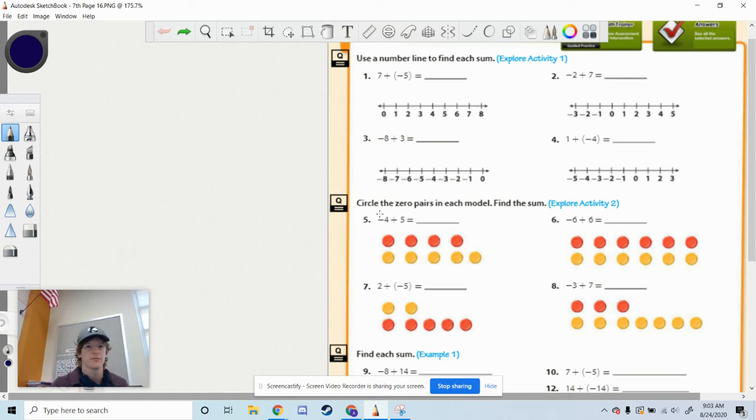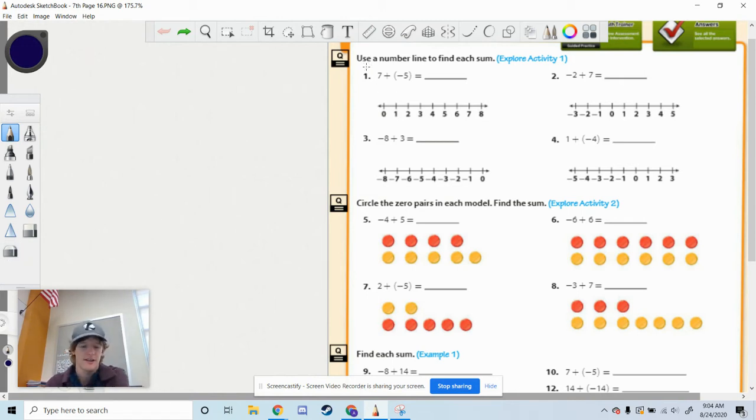This will be a video for page 16 of the 7th grade math book. I'd like you to take a photo of your completed page and attach it to your assignment for a grade if you're in the 7th grade remote class. So we're going to go ahead and start off.